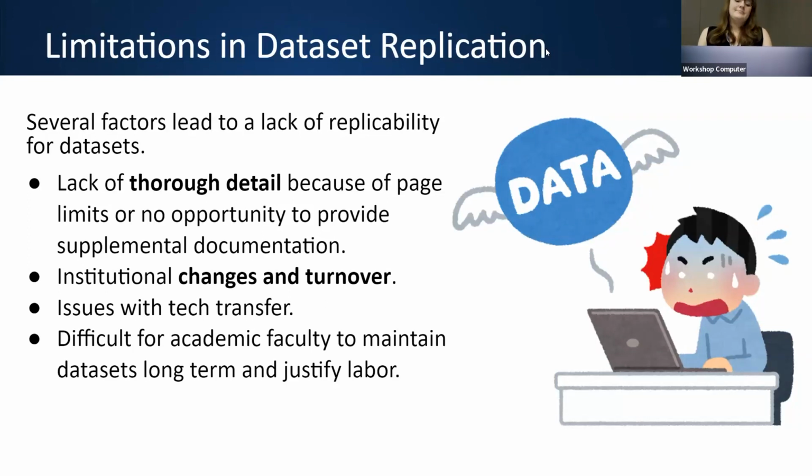Another issue was institutional changes and turnover. After YCB was created, it was no longer novel work. So maintaining a data set was difficult and was passed over to UMass Lowell. This is an issue with a lot of data sets, especially ones made by academia, because the structure is just not there to support continuing support for dataset maintenance. Issues with tech transfer, and then it's difficult for academic faculty to maintain datasets for long term and justify that labor cost. Mostly because you need to keep on publishing, right? And you can't just stick on the same thing over and over again.